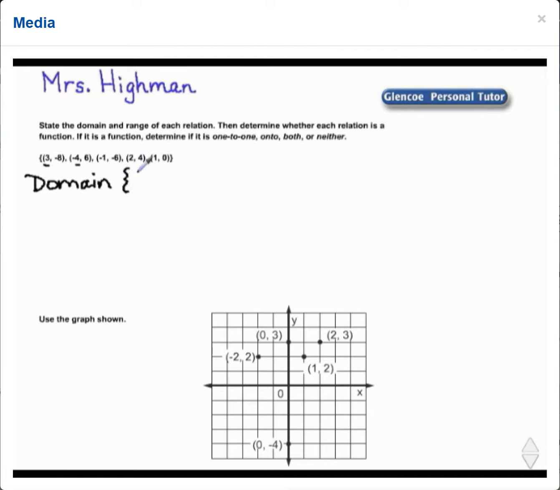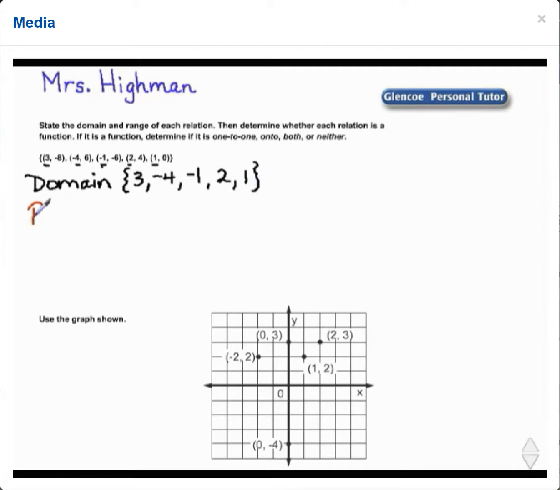We're going to list those values, 3, -4. Next we have -1, then 2, and the last x value or domain value is 1.